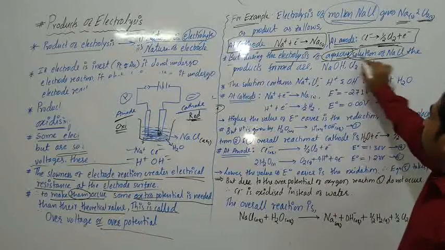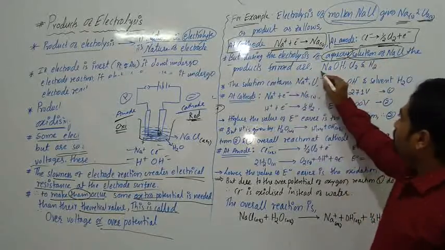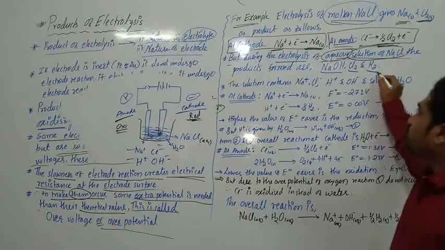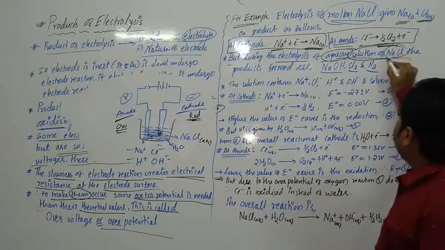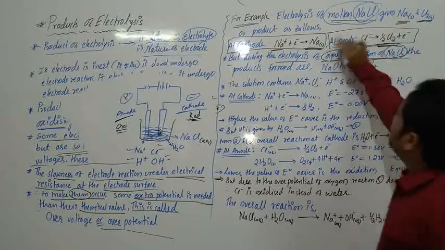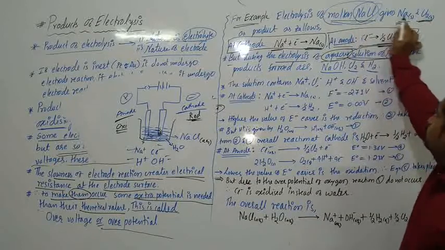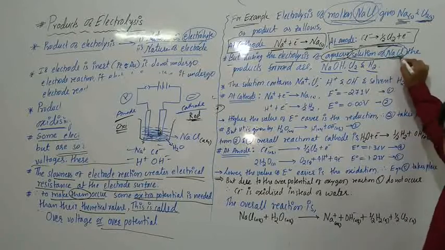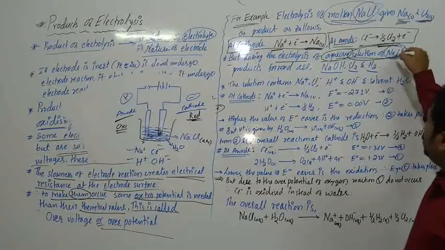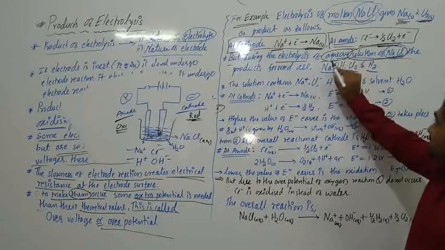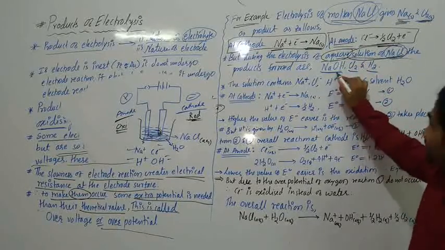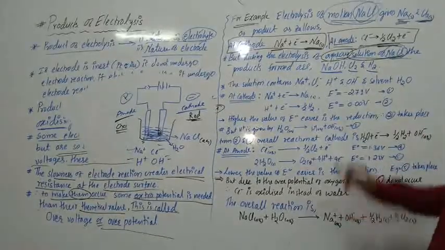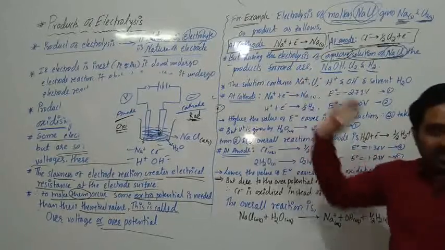During the electrolysis of aqueous solution of NaCl, the products formed are NaOH, chlorine gas and hydrogen gas. How is this possible? Here I have taken NaCl, here also NaCl. Here I have taken molten NaCl, so the products are sodium metal and chlorine gas. Here also I am going to take sodium chloride only, but here the sodium chloride is dissolved in water. In this condition, the products are sodium hydroxide, chlorine gas and hydrogen gas. Let us see how these can be formed in the electrolysis.